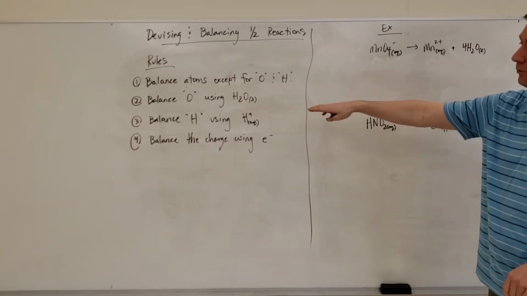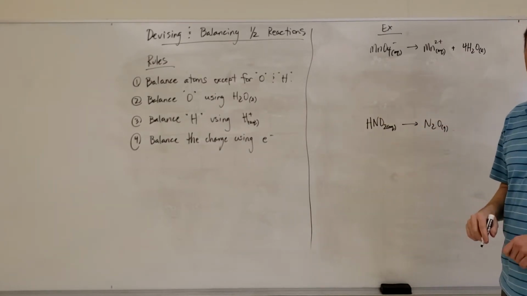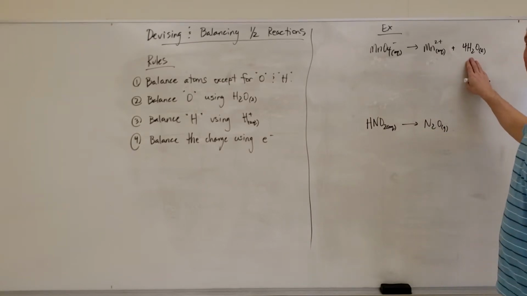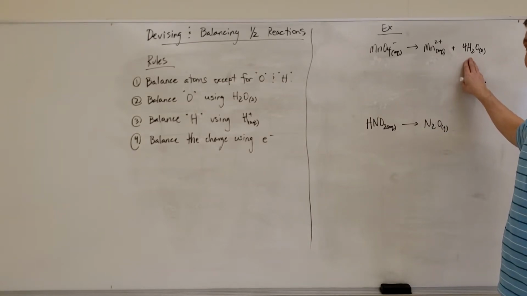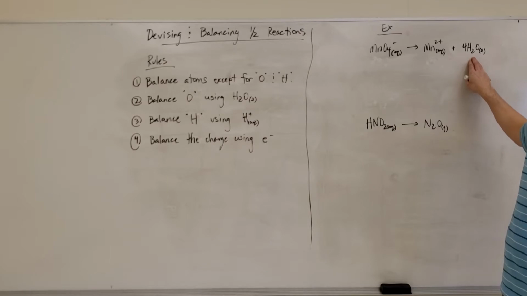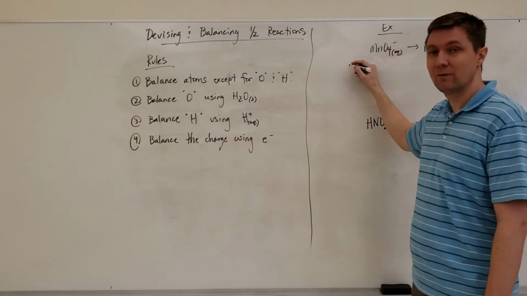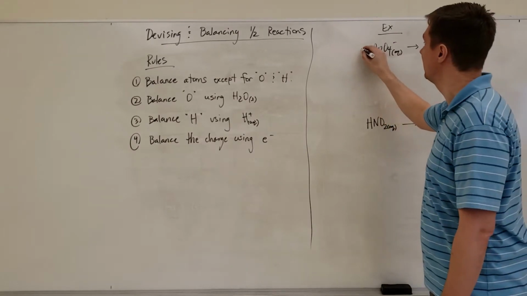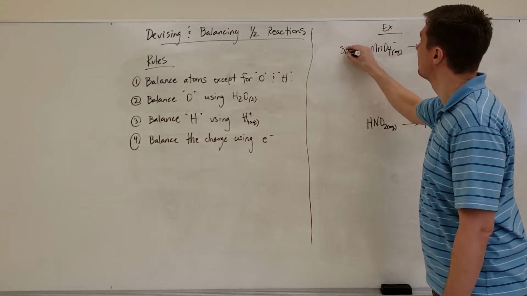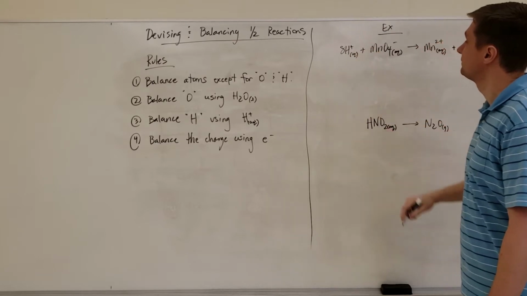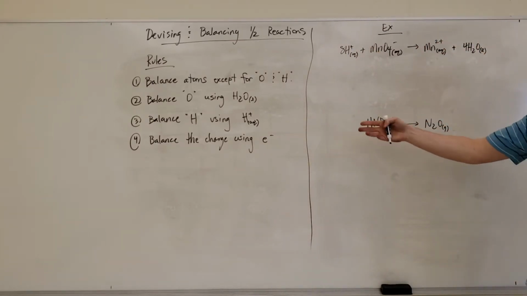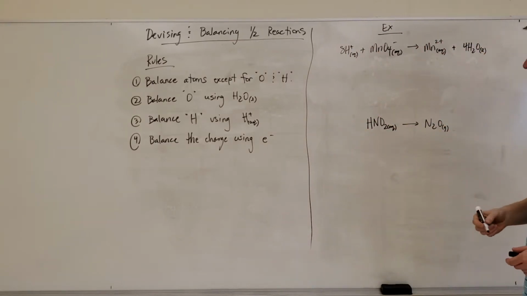Then I move to step 3, and it says balance the hydrogens using H+. This side now has 8 hydrogens, 4 times 2 gives me 8. So I've got 8 hydrogens on this side, which means I'm going to add 8 H positives on the other side. And then finally, the last thing that I do is I balance the charge using electrons.